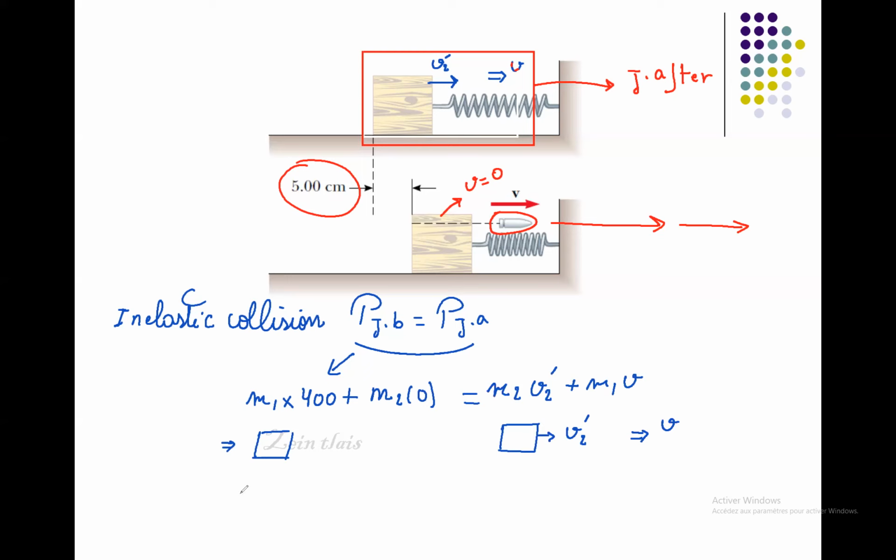So here we can write V equals 400 M1 minus M2 times V prime 2, divided by M1. I have the value of M1 and M2. I need to calculate V prime 2, the velocity of the box just after the collision.